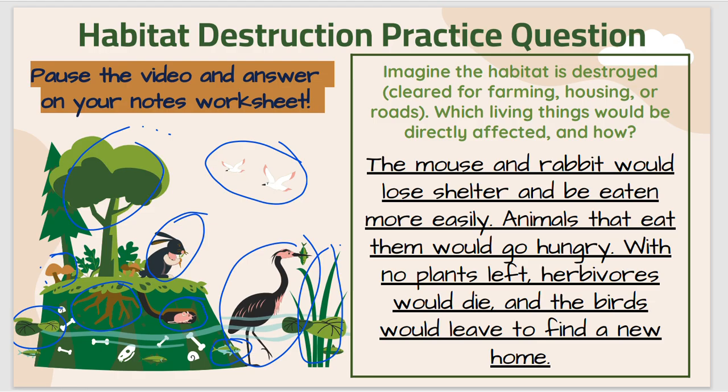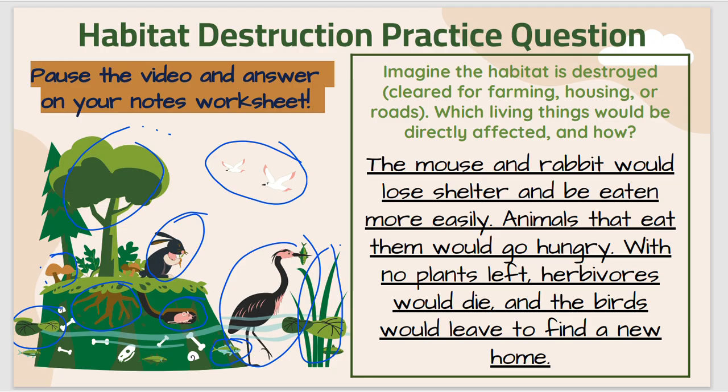If this ecosystem were to be destroyed, first of all, the mouse and the rabbit would lose shelter and would be eaten more easily, especially with the rabbit relying on the bushes and the vegetation to take cover. And if the habitat was destroyed, the mouse would lose that safe soil to be living in. They would then be exposed, making it where they're going to be eaten more easily. Then the animals that eat them would eventually go hungry because their populations are going to drop. As their population drops, then their predators' populations are going to drop.